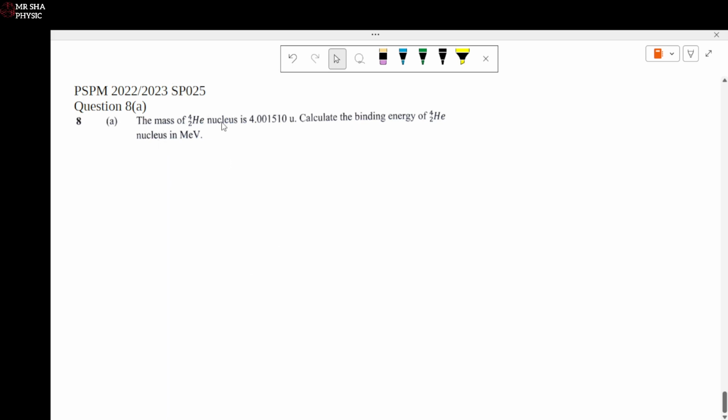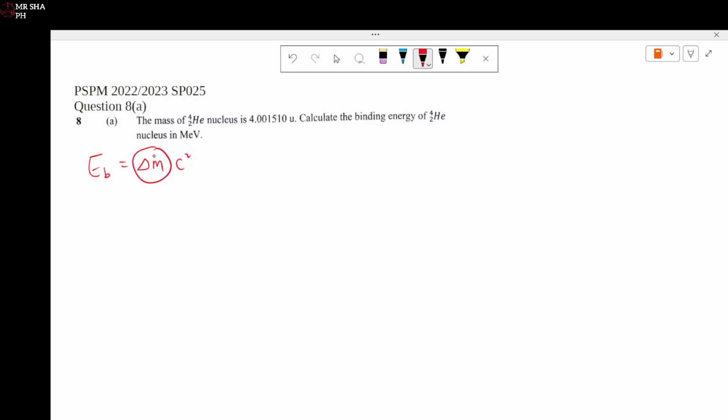The mass of helium nucleus is 4.001510 U, or AMU, atomic mass unit. Calculate the binding energy of the helium nucleus in MeV. So let's start. In order for us to calculate the binding energy, we need the mass defect.